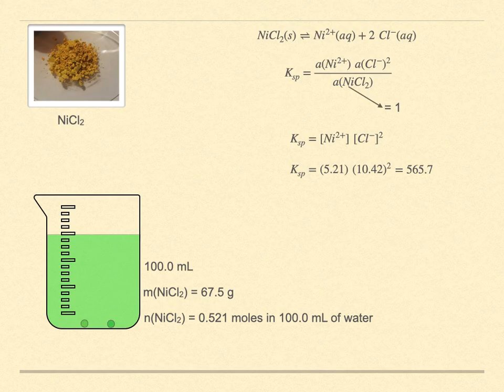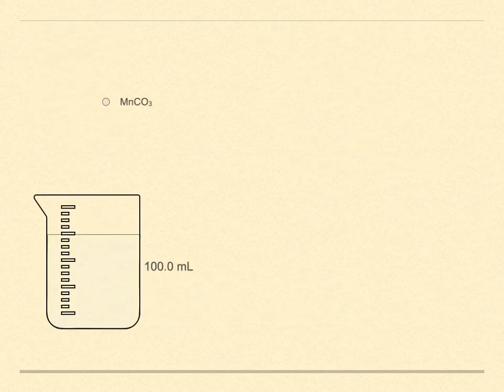Now, this is a very large number for a solubility equilibrium constant. That we have to add so much before we achieve equilibrium characterizes the nickel chloride as being very soluble in water. By contrast, take some manganese carbonate.